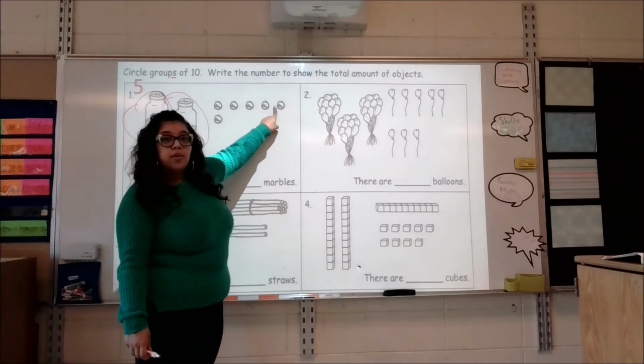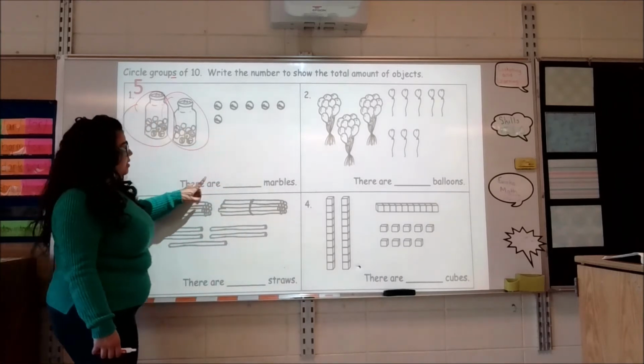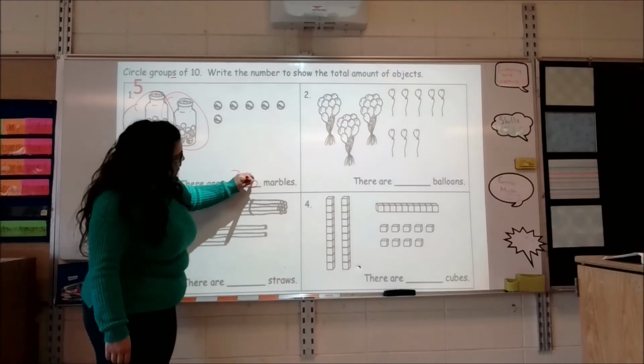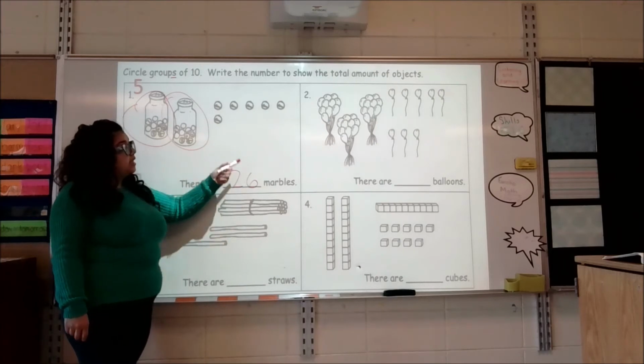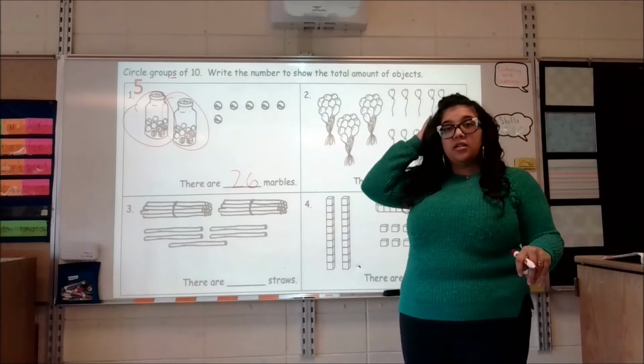24, 25, 26. There are 26 marbles. There are 2 groups of 10, so 20, and 6 loose ones, just loose ones lying around. They didn't fill up a jar, so they didn't get a jar.